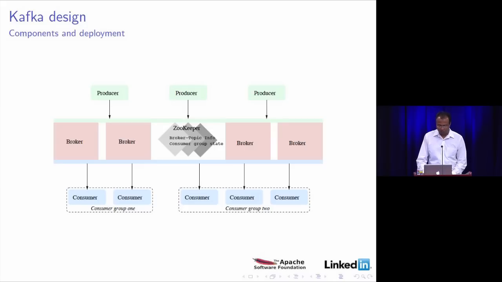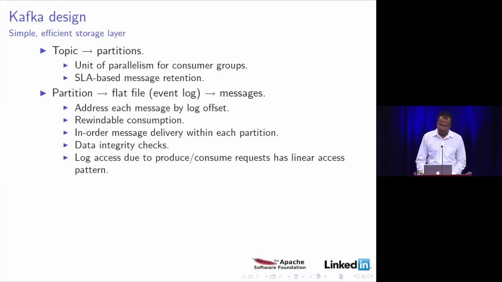So we also have the concept of consumer groups, and basically what that means is, if a consumer group subscribes to a topic, each message in that topic is delivered to at most one consumer in that consumer group. The messages themselves are stored at the broker, and we use a very simple and efficient storage layer for that. So basically, at the broker, topics are divided into partitions. These partitions are spread across all the brokers, and it is the unit of parallelism for consumers.